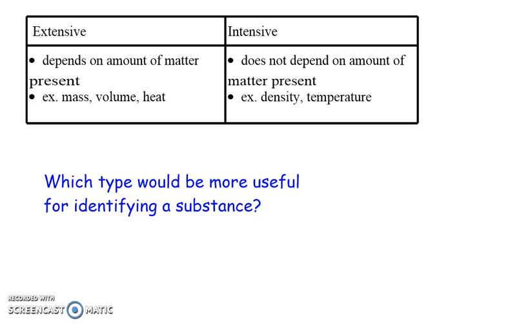Which type of property would be more useful for identifying a substance? Intensive properties are generally more useful in identifying a substance. For example, the density. However, temperature is also an intensive property. If I divide my sample in half, the temperature doesn't change. But that's not something that can be used to identify a substance.